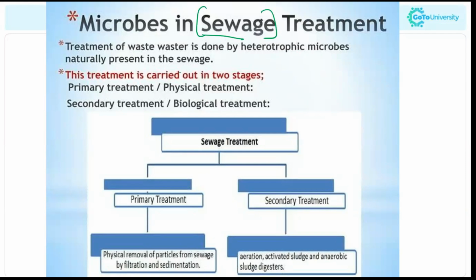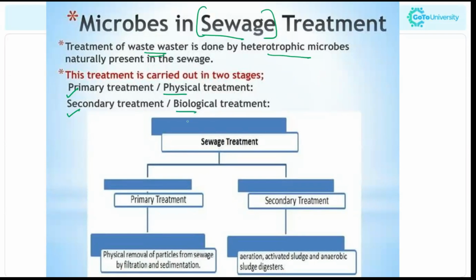The treatment of wastewater is done by the heterotrophic microbes naturally present in the sewage. Here you have the two stages of sewage treatment, that is primary treatment and secondary treatment. Primary treatment is the physical treatment and secondary treatment is the biological treatment.